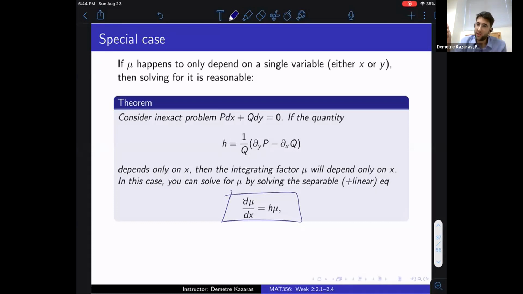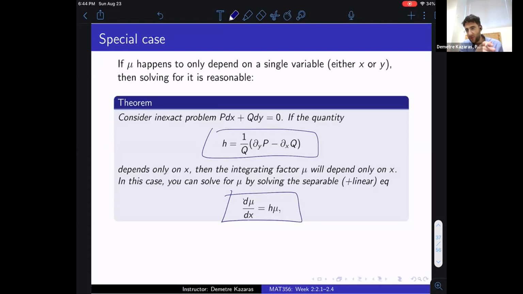So that will allow you to figure out this. What I'm trying to describe here is a situation where finding this integrating factor is tractable. So if it only depends on one variable, say x, then this quantity will only depend on x. And in fact, when it only depends on x, then you'll be able to solve for mu according to this equation. Now, where does this come from?